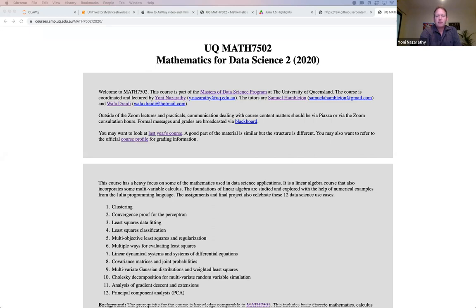And this is where most of the information for the course is. I'll describe quite a few things. Don't hesitate to stop me at any point with questions or anything really. You can ask questions either by voice or by chat. The chat I sometimes don't see just because there's too much electronics happening around for me. So all right, MATH7502.